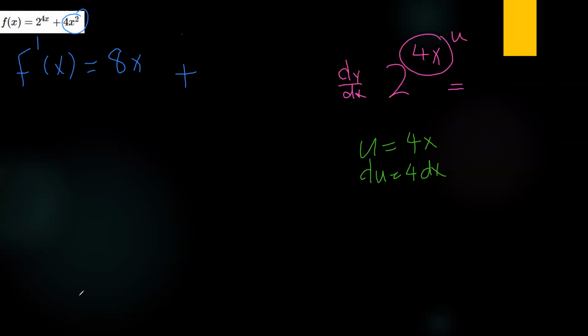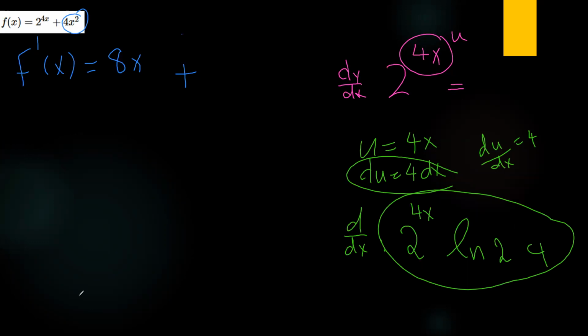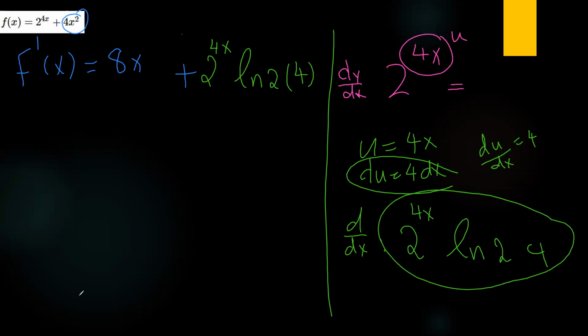Then the derivation will be, as I told you before, b to the power u, I mean 2 to the power 4x, times ln b, which is ln 2, times du over dx. Now from here, we can write du over dx as 4. So times 4. So now this is here the derivation. So let's write it here as 2 to the power 4x ln 2 times 4. This is here f prime of x.